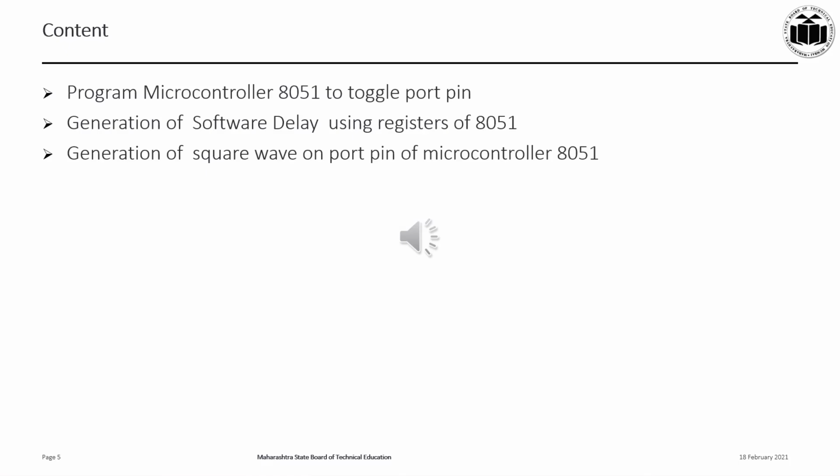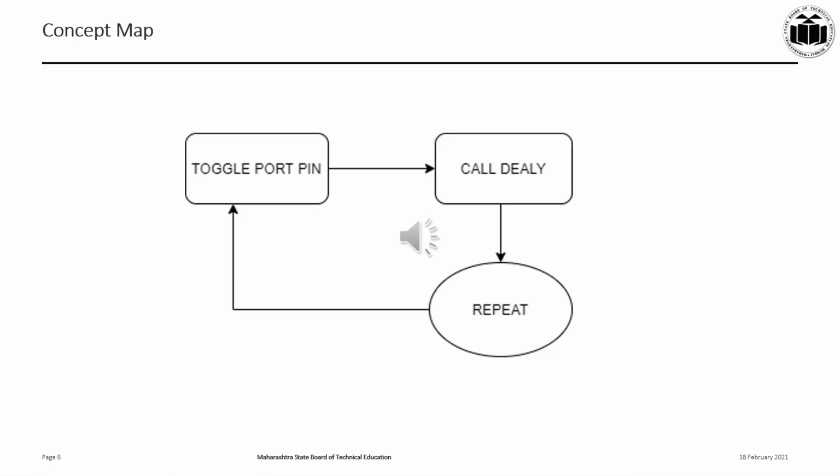Let us learn programming microcontroller 8051 to toggle the port pins, generation of software delay using registers of 8051 and generation of square wave on the port pin of microcontroller 8051. The concept to generate square wave on port pin of 8051 is to toggle that specific port pin, wait for some time by calling delay subroutine and repeat the process continuously.